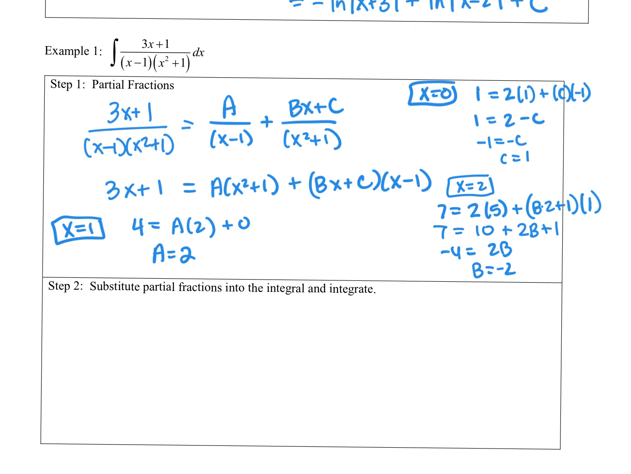So now we found all 3 coefficients, so we're going to plug them in. Instead of doing the integral of 3x plus 1 over that guy, we're going to do the integral of a, which is 2, over x minus 1, plus bx plus c, so negative 2x plus 1 over x squared plus 1.